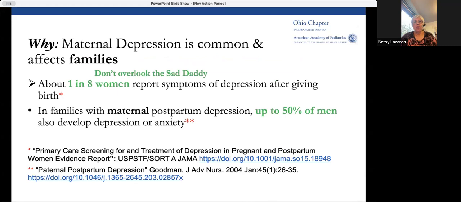And about 1 out of 8 women report symptoms of depression after giving birth. But I don't want to forget the dads here, because in families where there is maternal postpartum depression, up to 50% of the men also develop depression and anxiety. And there's a link to some studies that support that. So sad daddies are a real thing.